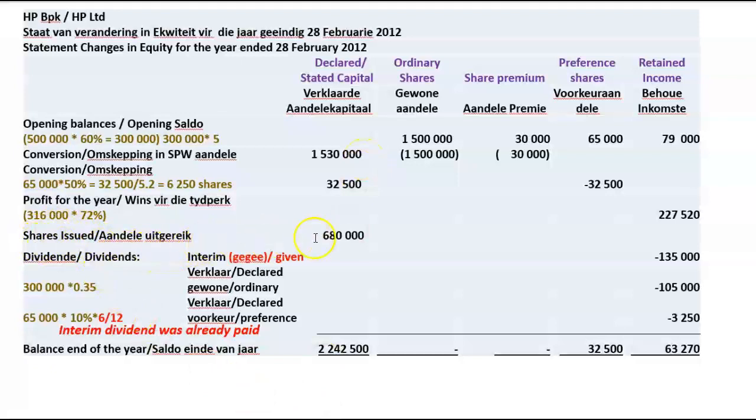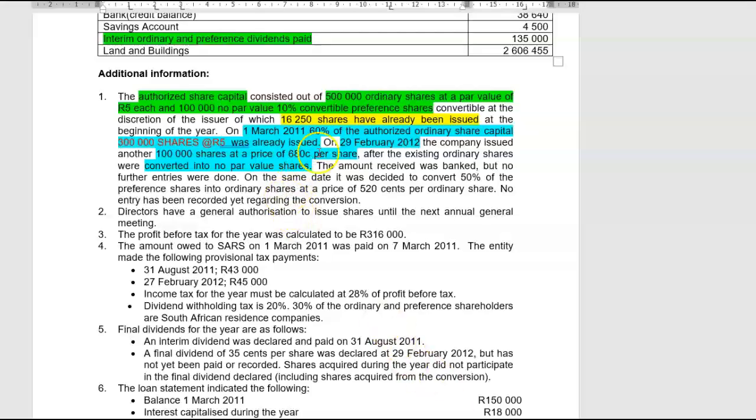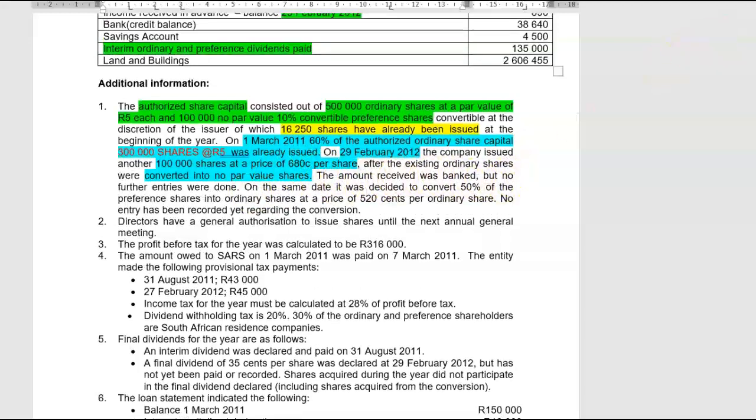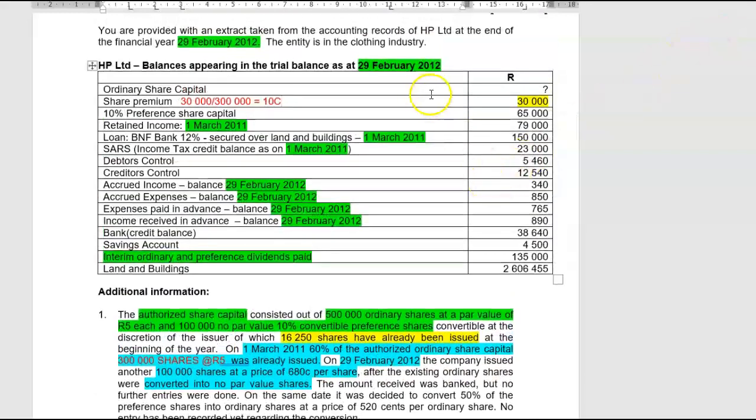After the conversion took place, we have issued 100,000 additional shares at 6 Rand 80 per share. On 29 February, the company issued another 100,000 shares at 680 cents per share, or 6 Rand 80 per share, after the conversion took place. They tell us the amount received was banked, but no further entries were done. So our bank account is fine, it reflected the amount, but our premium account, our capital account, there is a big question mark. We still have to record that, and in a case like that you have to determine what the balances are.